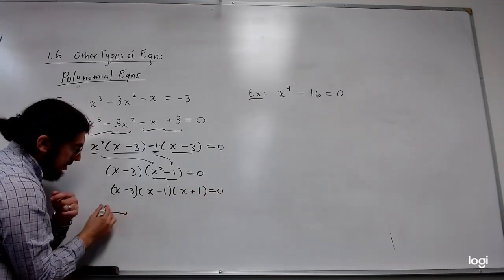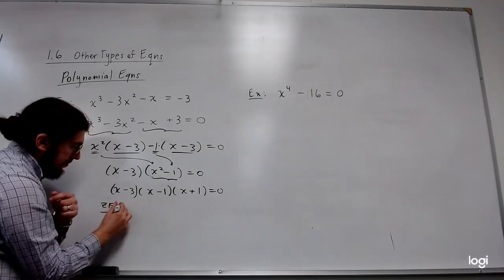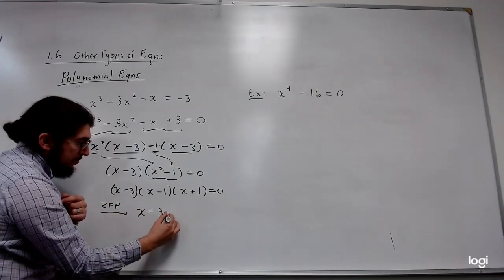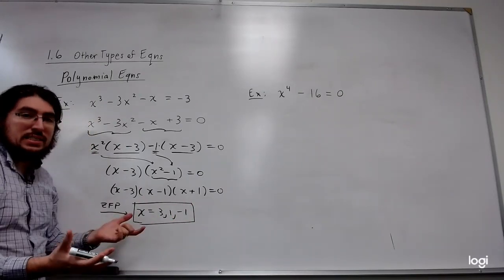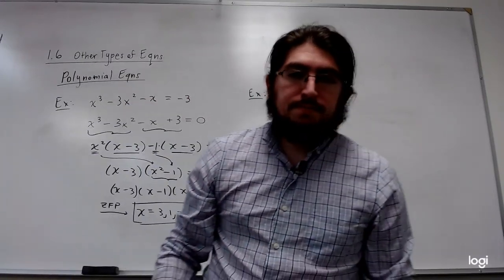And now using the zero factor property, x is equal to positive 3, positive 1, and negative 1. Fantastic. Moving on to the next one.